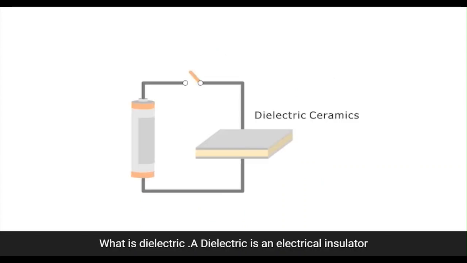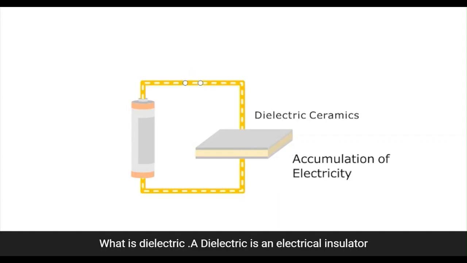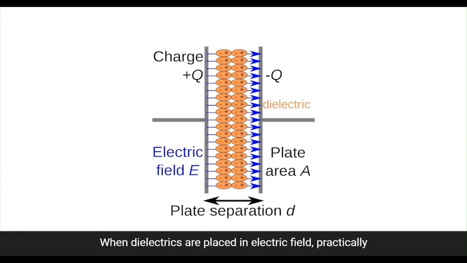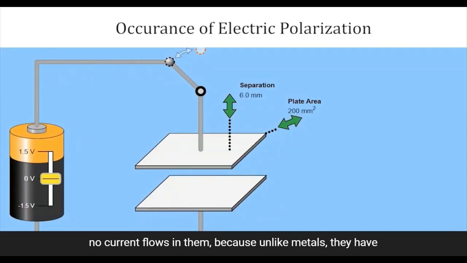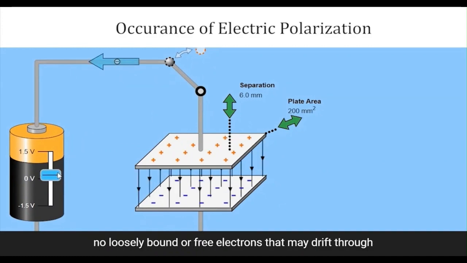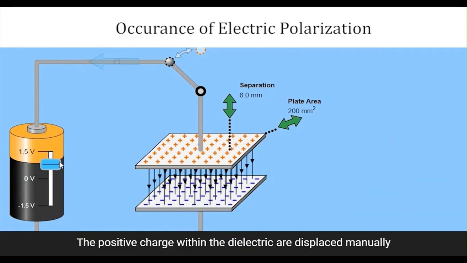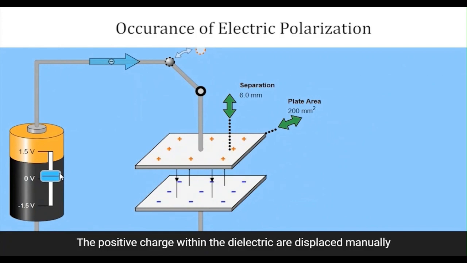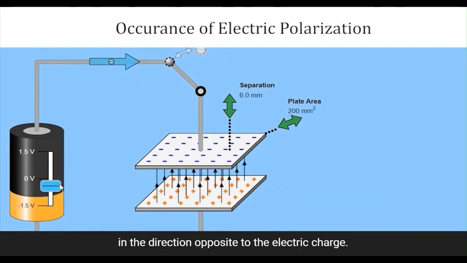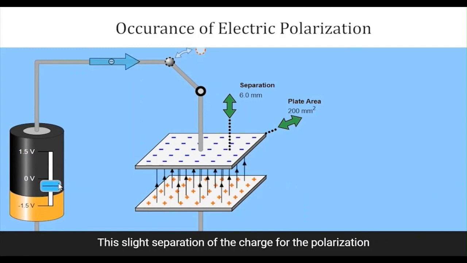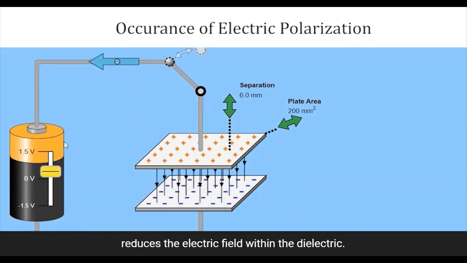What is a dielectric? A dielectric is an electrical insulator that can be polarized by an applied electric field. When dielectrics are placed in an electric field, practically no current flows in them because, unlike metals, they have no loosely bound or free electrons that may drift through the material. Instead, electric polarization occurs. The positive charges within the dielectric are displaced in the direction opposite to the electric charge. This slight separation of the charge, or the polarization, reduces the electric field within the dielectric.